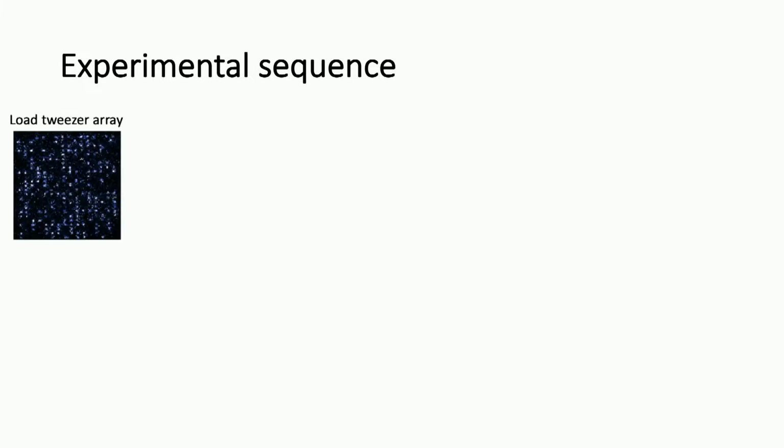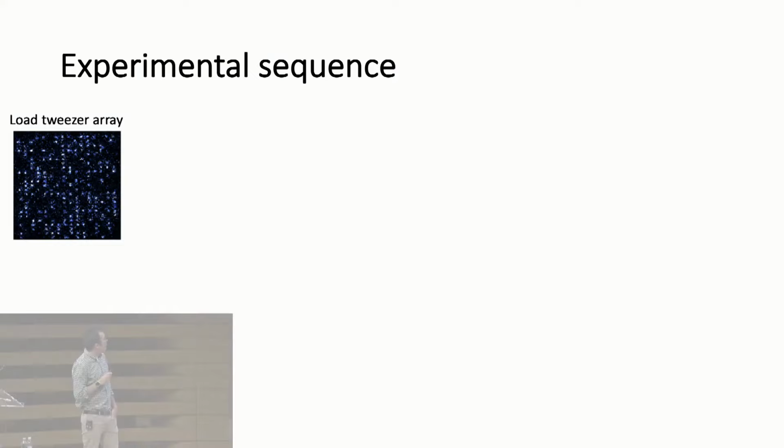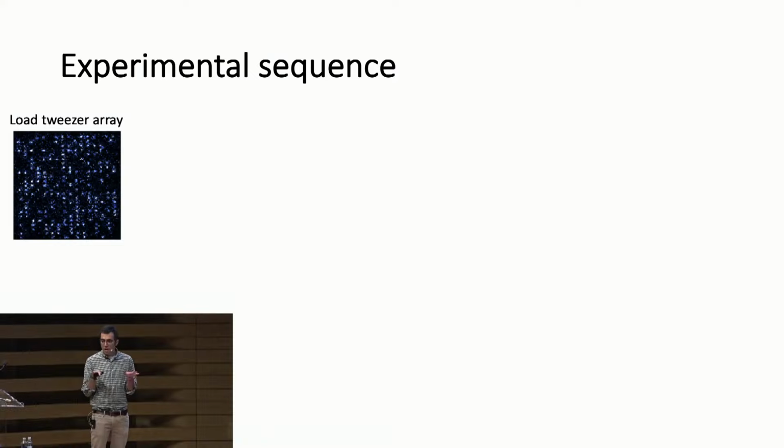Okay, so how do we combine all these features in an experimental sequence? So we start by loading a tweezer array. This is sort of an ugly image, but these are what our images look like in the tweezers that we use here. This tweezer array defines a 2D plane of our atoms. That's how we start with a 2D plane.